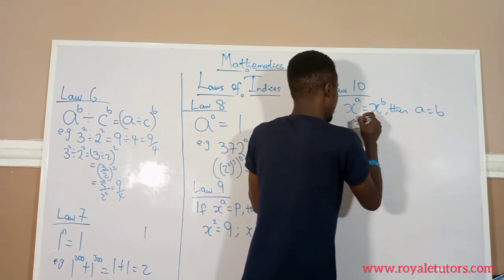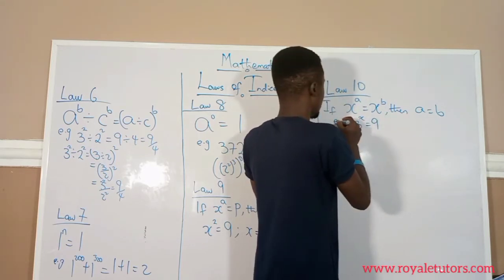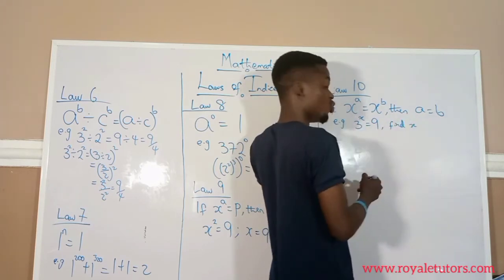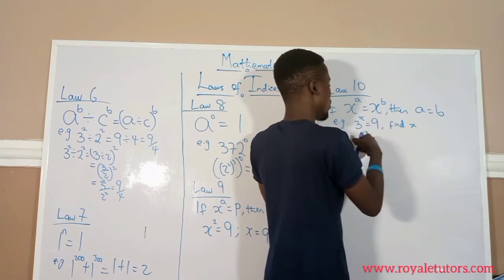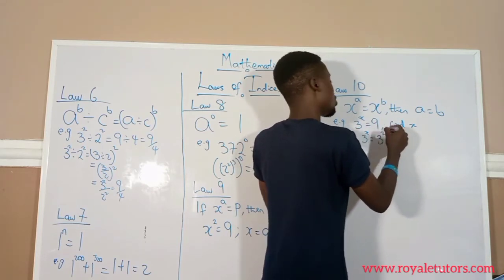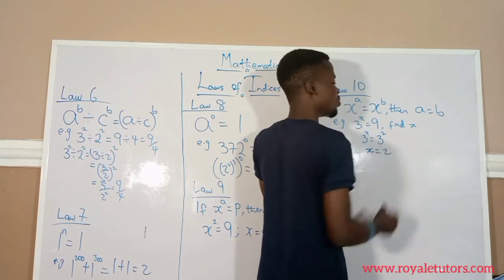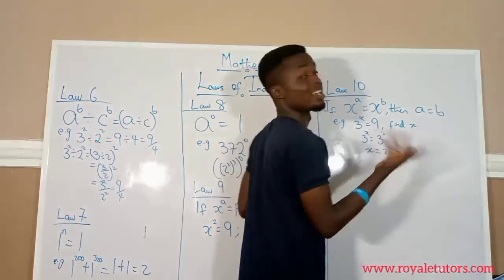That means if you have a very good question like 3 raised to power x is equal to 9. Find x. All you need to do is, 3 raised to power x is the same thing as, what can I raise to 9 that will have a base of 3? 3 raised to power 2. Since they are having the same base, that means your x is equal to 2.